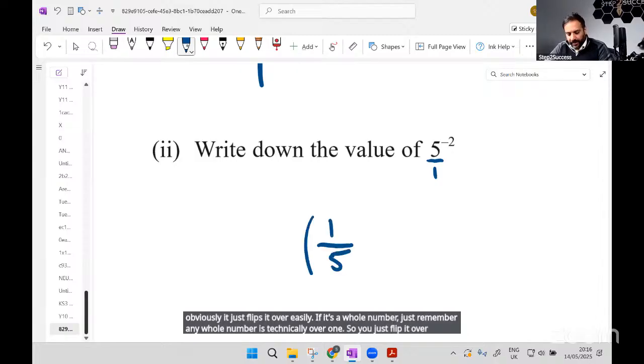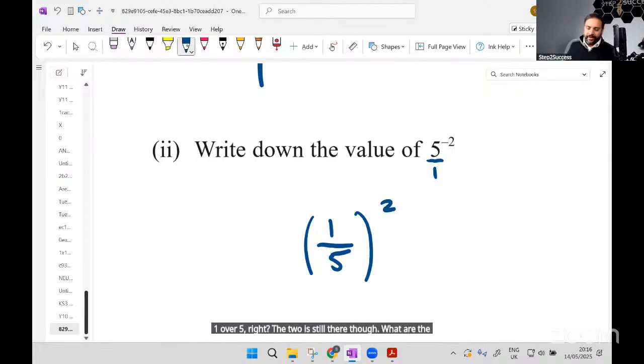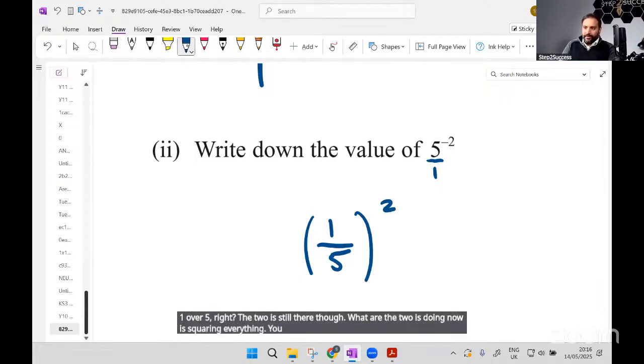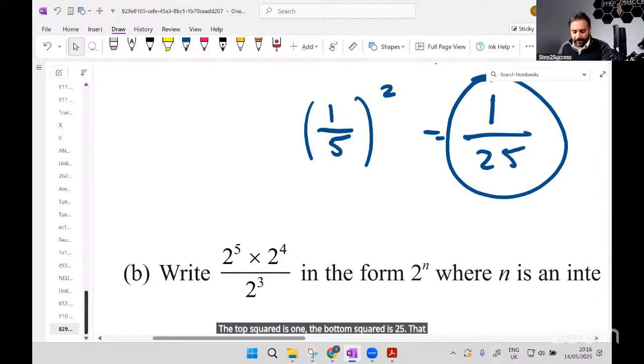1/5, right? The 2 is still there though. What the 2 is doing now is squaring everything. You square the top and you square the bottom. The top squared is 1, the bottom squared is 25. That is the answer to the question.